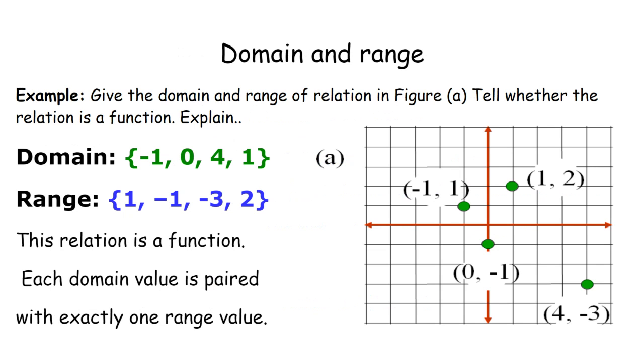Domain and range. Give the domain and range of the relation in figure A. Tell whether the relation is a function. Explain. The domain consists of all first coordinates. So the domain consists of the set of numbers negative 1, 0, 4, 1. And the range consists of the set of all second coordinates. So the range consists of the set of the numbers 1, negative 3, and 2. This relation is a function because each domain value is paired with exactly one range value.